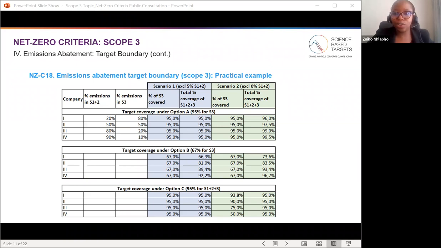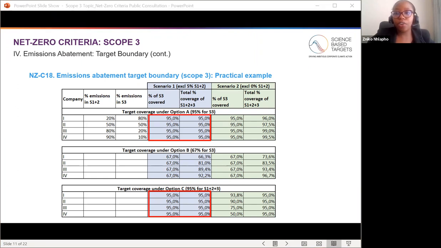Getting into the different scenarios, version C is identical to version A, as you'll see with the red highlights there. Assuming 67% of scope 3 emissions are included under version B, it results in the lowest emissions coverage.